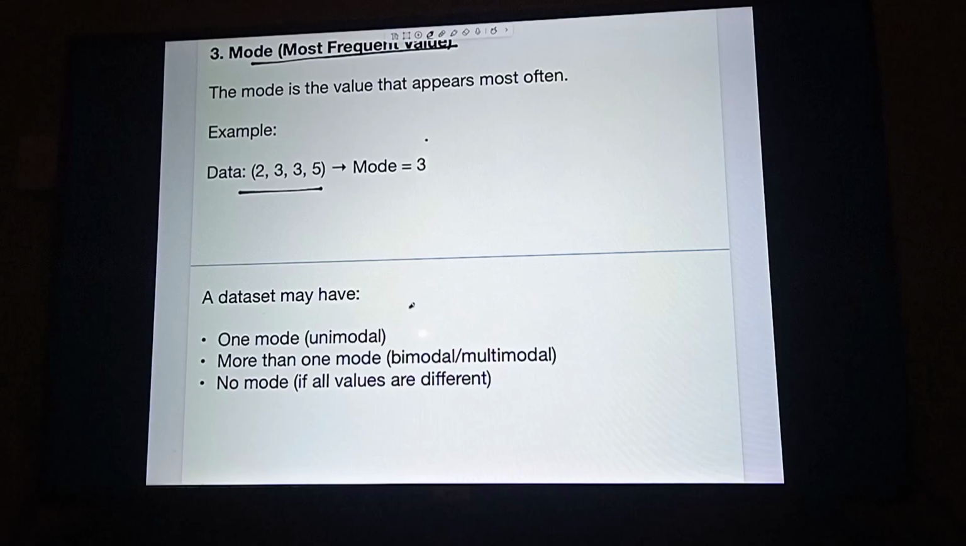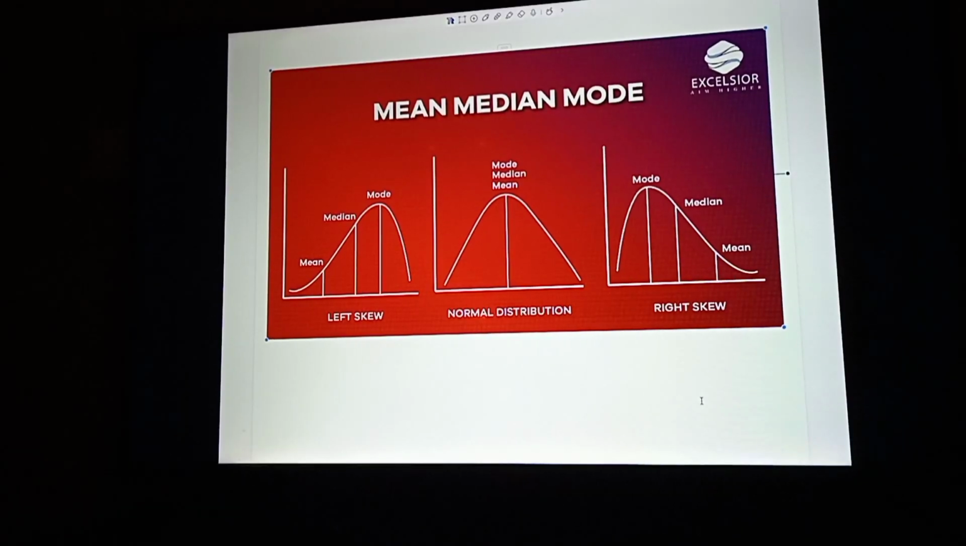A data set may have one mode, in which case it is called unimodal. If it has more than one mode, then with two modes it is bimodal, and with more than two it is multimodal. If all values differ from each other, there will be no mode in the data set. We can also graph the measures of central tendency, that is mean, median and mode.